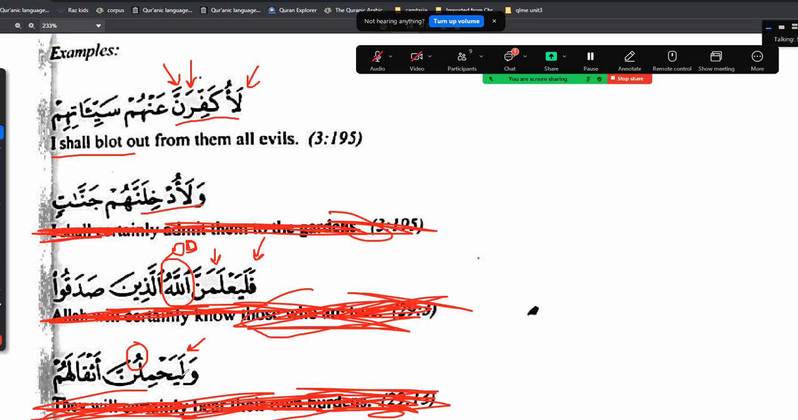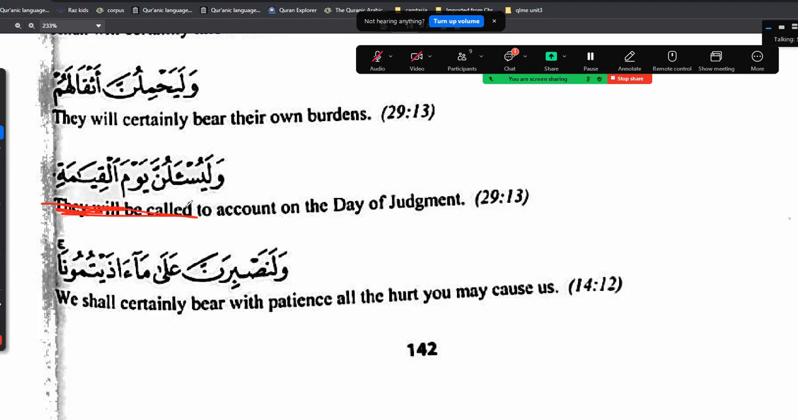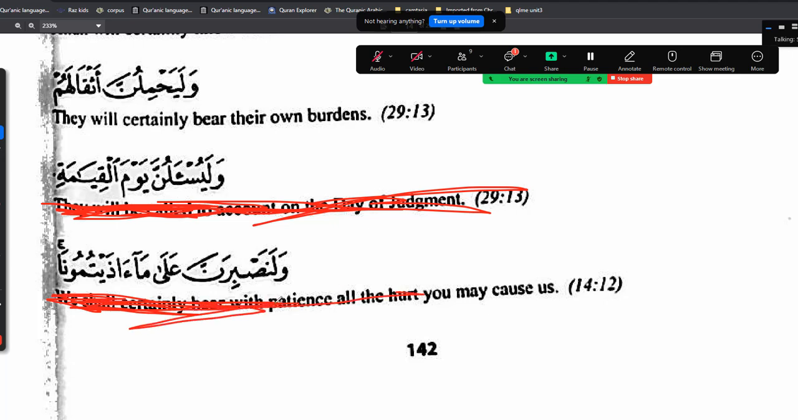Very good. وَلَا يُسْأَلُنَّ يَوْمَ الْقِيَامَةِ. Can you translate? And is it singular or plural? Since it is a dhamma, it's plural. They will, because it's ya, right? So they will definitely, surely, absolutely be called to account on Yawm al-Qiyamah, on the day of judgment.